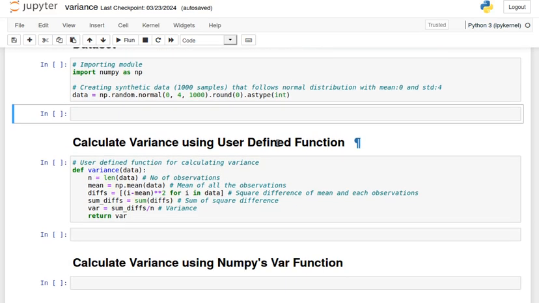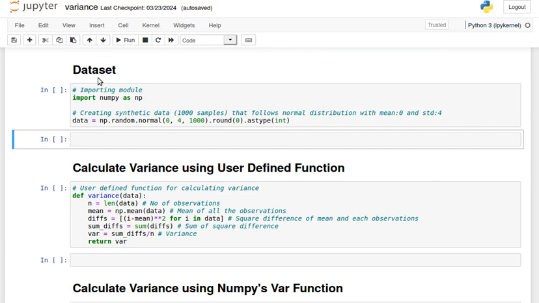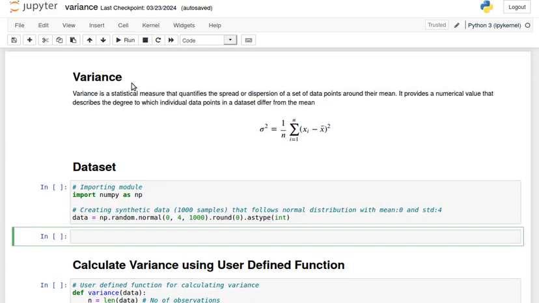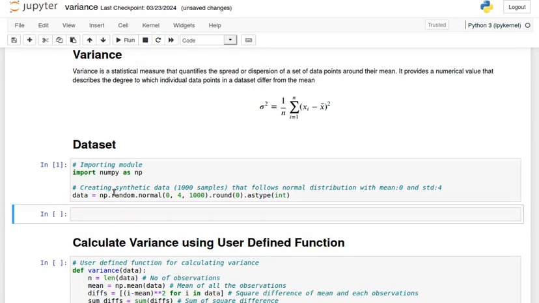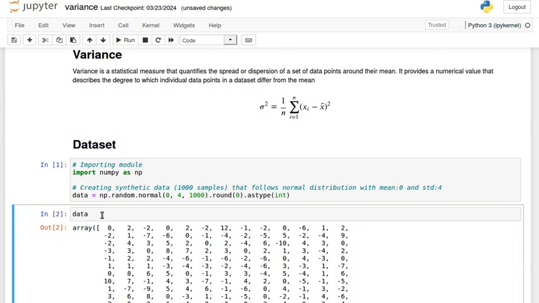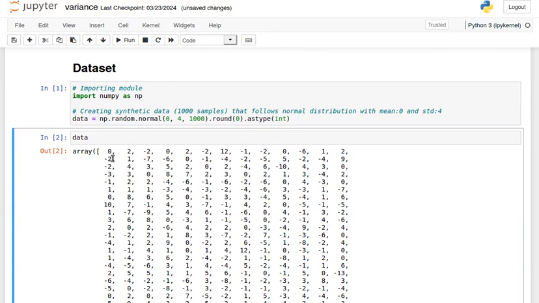So before moving forward, we first have to create a data set. For that, we will use NumPy. We will create 1000 data points with a standard deviation of 4 and 0 mean. So let's create the data set. Before moving forward, we first explore the data. So here's the data. This is an integer value here, and this is an array.